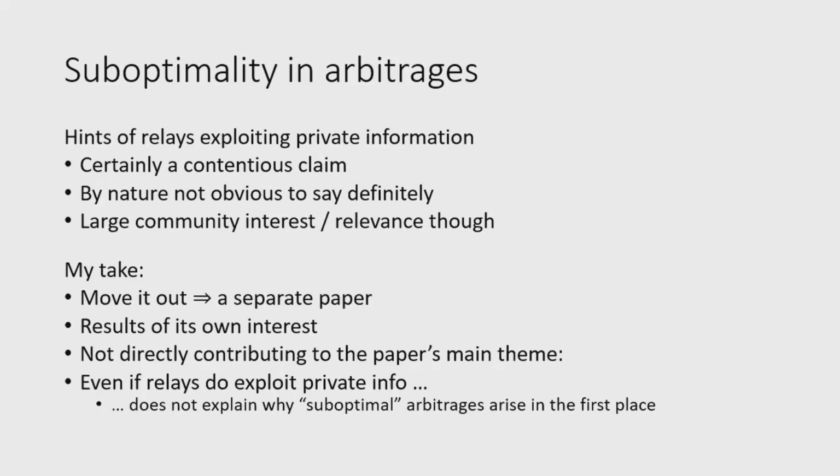My suggestion is that maybe we want to move this out into a separate paper. The reason is that what the paper is really about is suboptimality in the DeFi space, and we would certainly be interested in understanding why these suboptimal decisions appear in the first place. Whether relays exploit this information or not is not actually helping us to understand that question. We need to have some suboptimal decisions in the first place for relays to be able to exploit them. So that's one suggestion I would have for the authors.